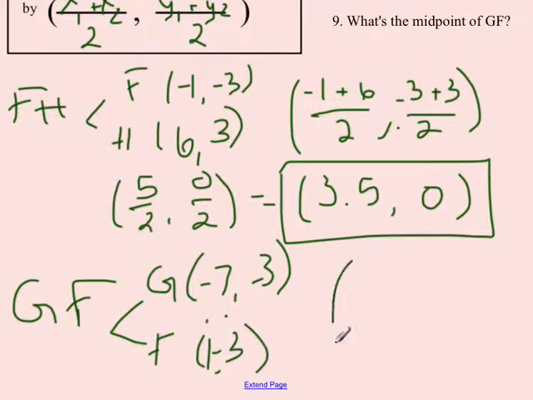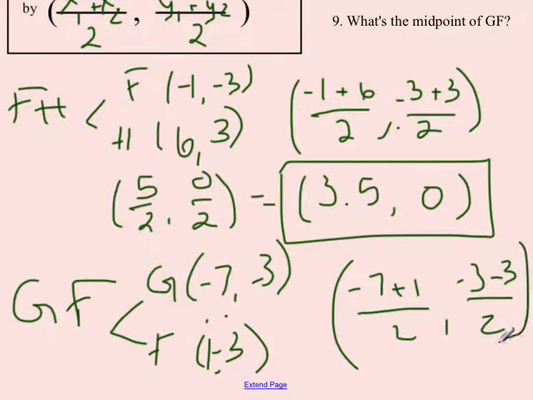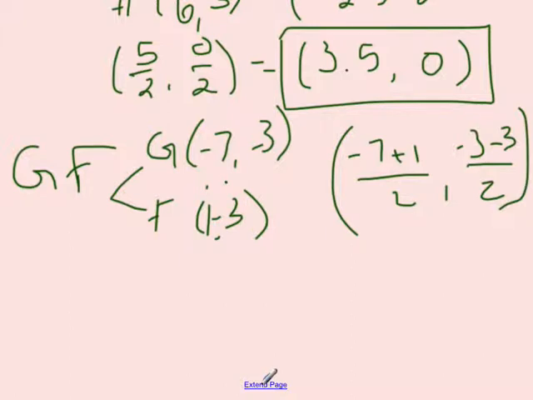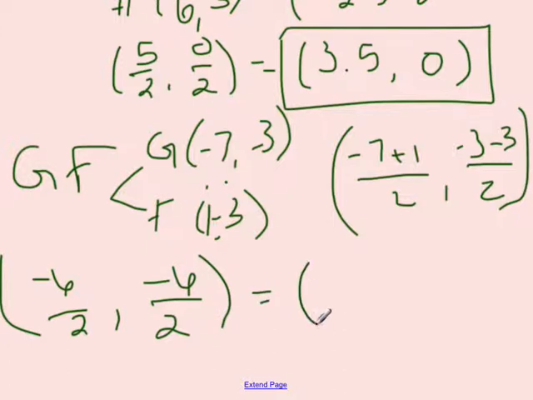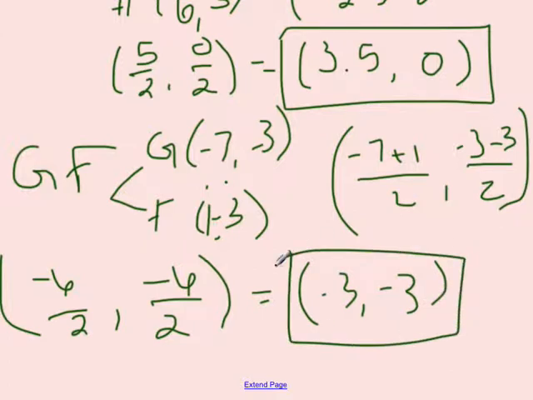So let's go ahead and calculate out the midpoint. We're going to add the two x-coordinates together and divide by 2. Add the two y-coordinates together and divide by 2. So -7 plus 1 is -6 divided by 2. -3 minus 3, that's going to get more negative, so it's really like adding them together to get -6 divided by 2. So -6 divided by 2 is -3, and same for the second one. So the midpoint then is -3, -3.